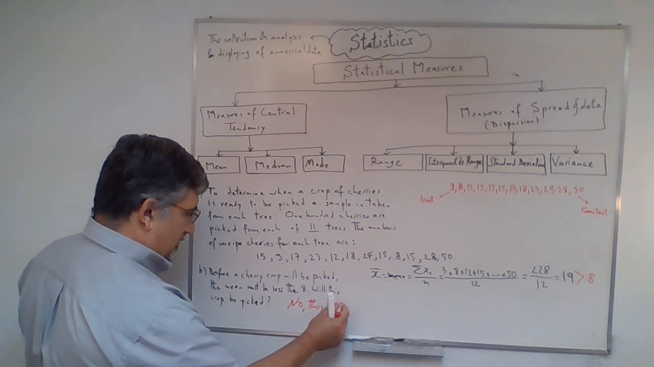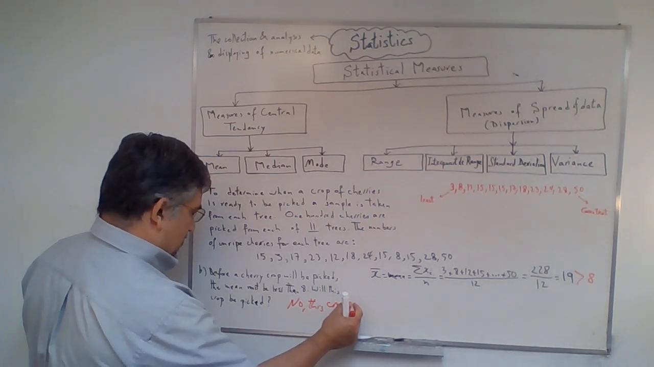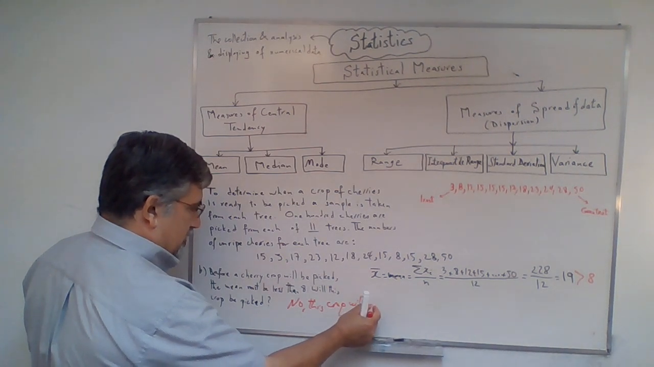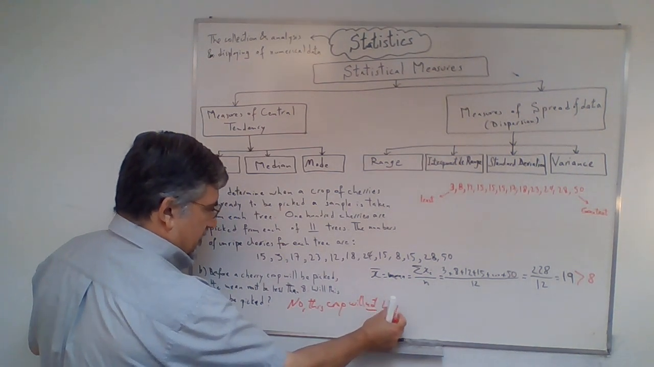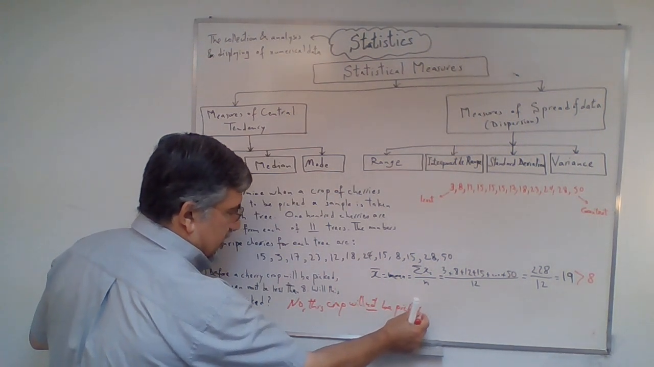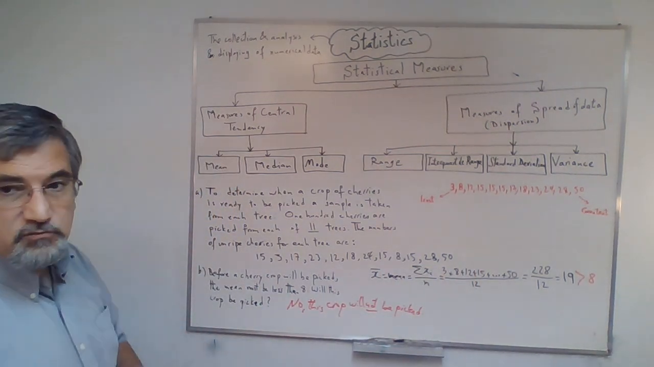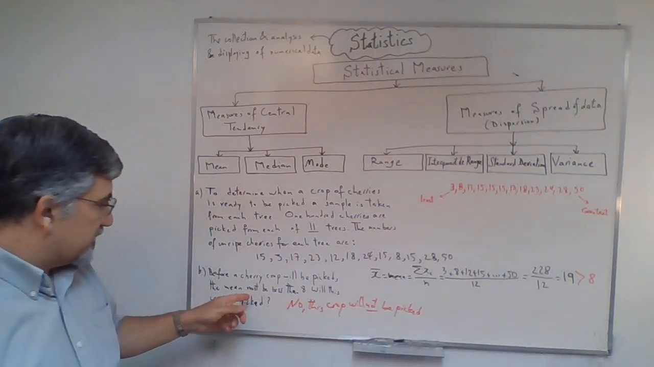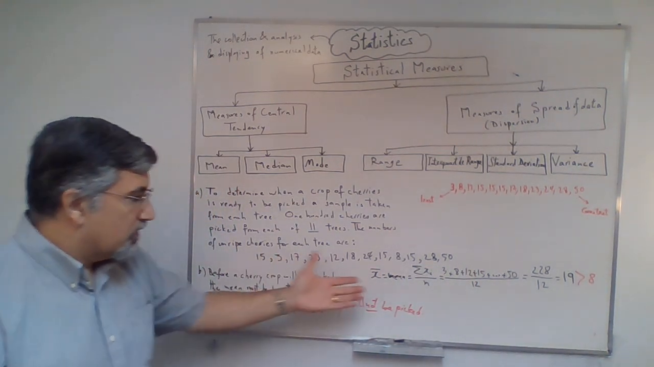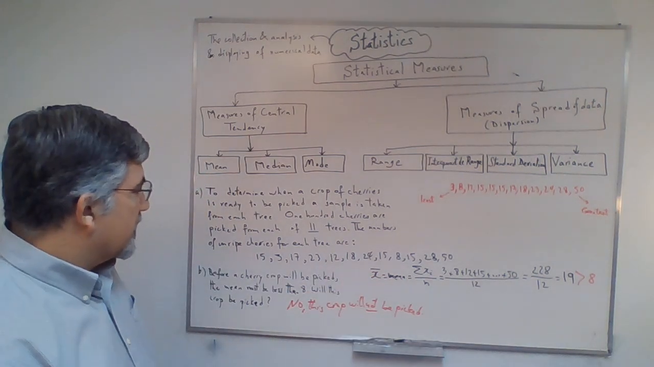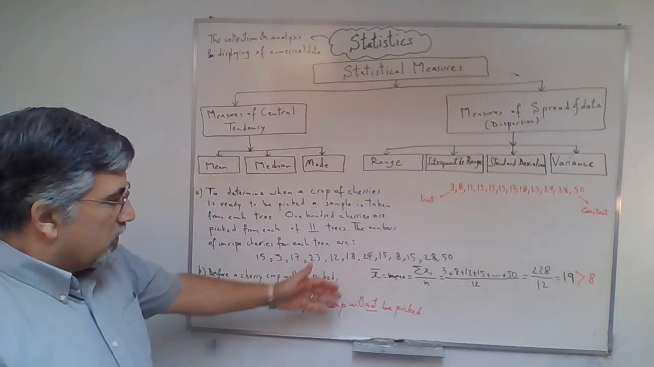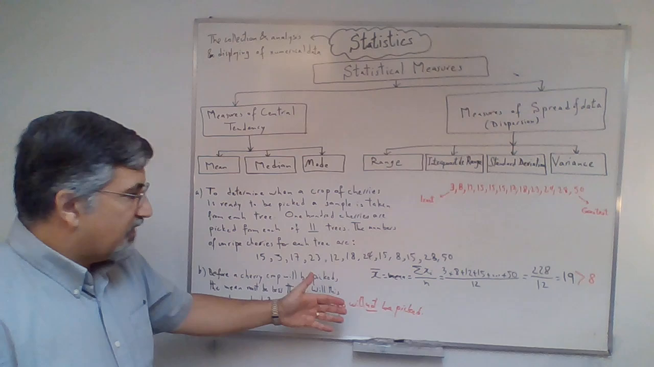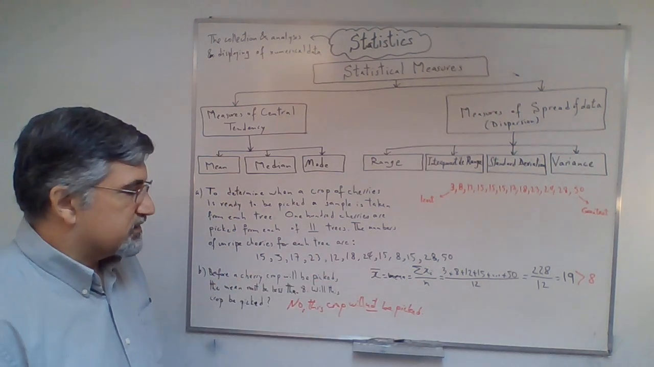This crop will not be picked. Why? Because the mean we calculated was 19. It's supposed to be less than 8. So the answer is no. It was just an example of finding the mean of a data set.